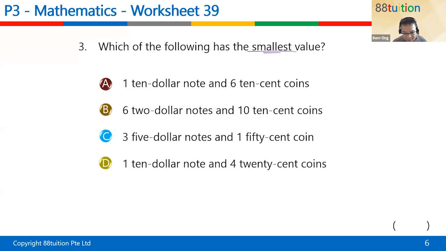One $10 and 6 10-cent coins. One $10 means what? One piece of $10, which is a $10 note. 6 pieces of 10-cent coin, isn't it 60 cents? N means plus. That will give you $10 and 60 cents. Is that true? Okay, easy. Next one. 6 pieces of $2 notes.